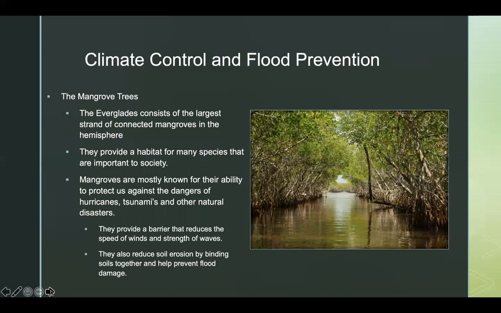Climate control and flood prevention. The Everglades consists of the largest strand of connected mangroves in the hemisphere. They provide a habitat for many species that are important to society, and as many of you know, they have the ability to protect us against the dangers of hurricanes, tsunamis, and other natural disasters. They provide a barrier that reduces the speed of winds and strength of waves. They also reduce soil erosion by binding soils together and help prevent flood damage.